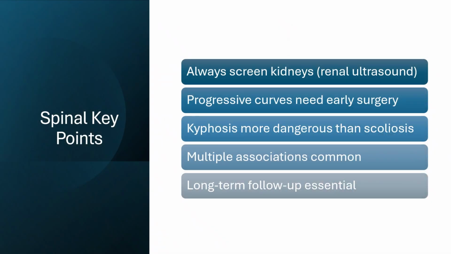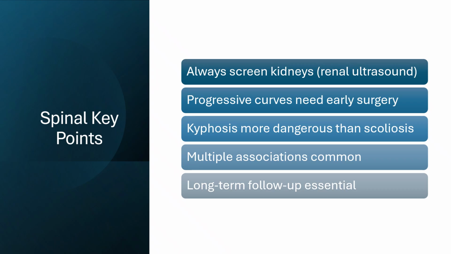Several fundamental concepts about congenital spinal anomalies deserve emphasis because they directly impact patient outcomes and represent frequently tested material that reflects real clinical decision-making. Understanding these key points helps you approach each case systematically while avoiding common diagnostic and management pitfalls.